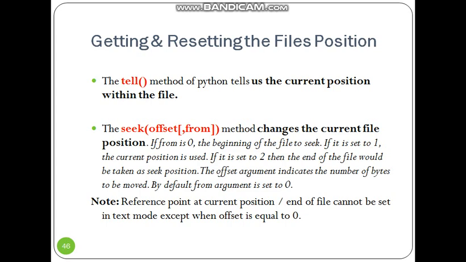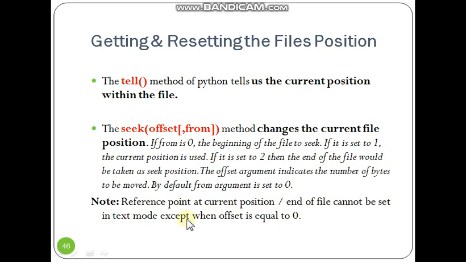If we are giving 1, that means from where the file pointer currently is, from that position we are moving. One more value you can give is 2. When we give 2, that means from the end of the file. The seek will happen from the end position. Now offset, the first argument, denotes the number of bytes to be moved. By default, the from argument is 0, that means from the beginning.